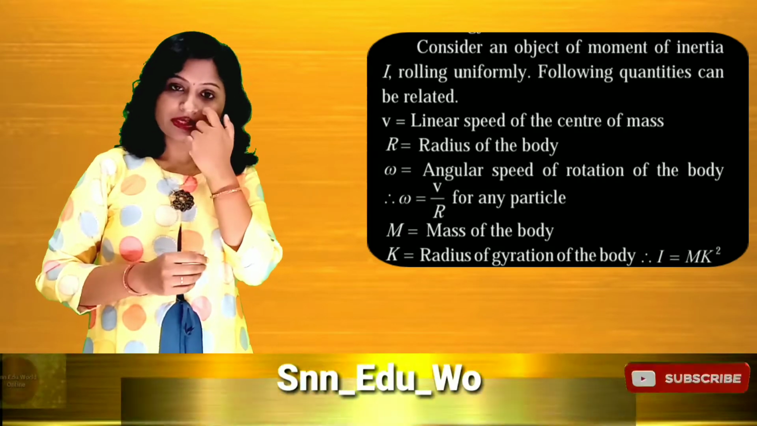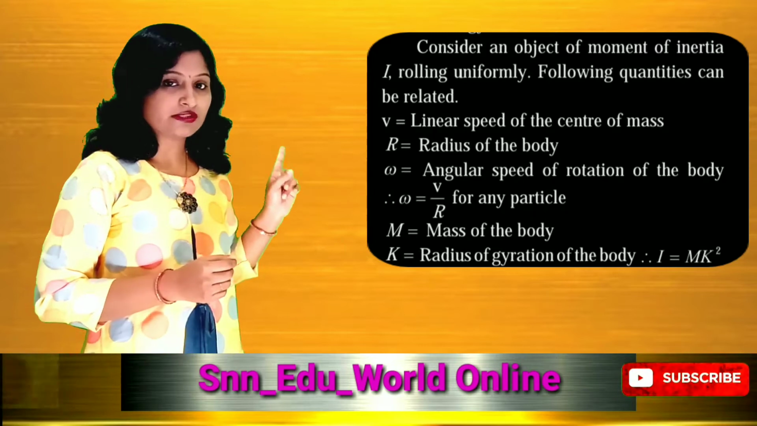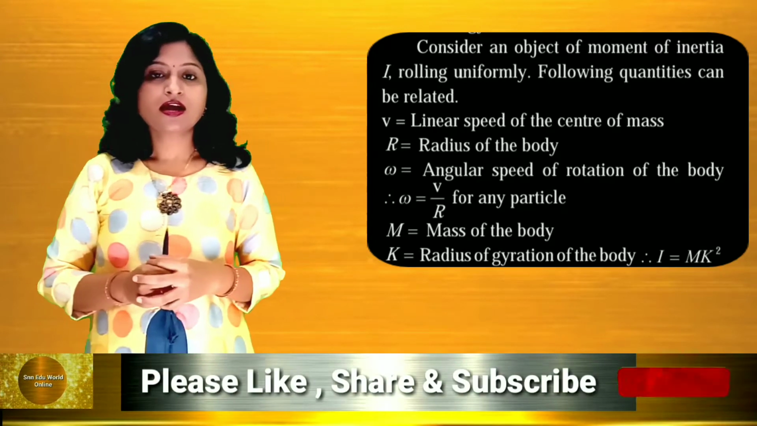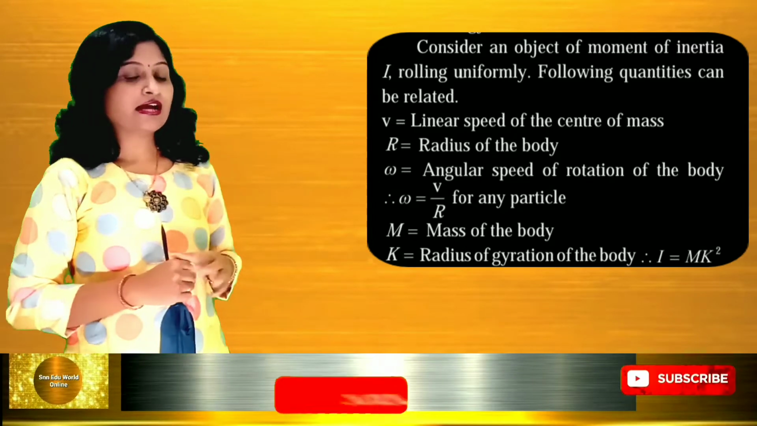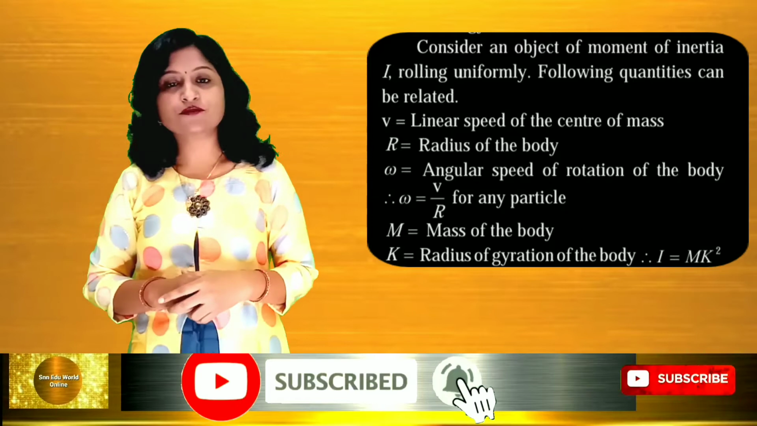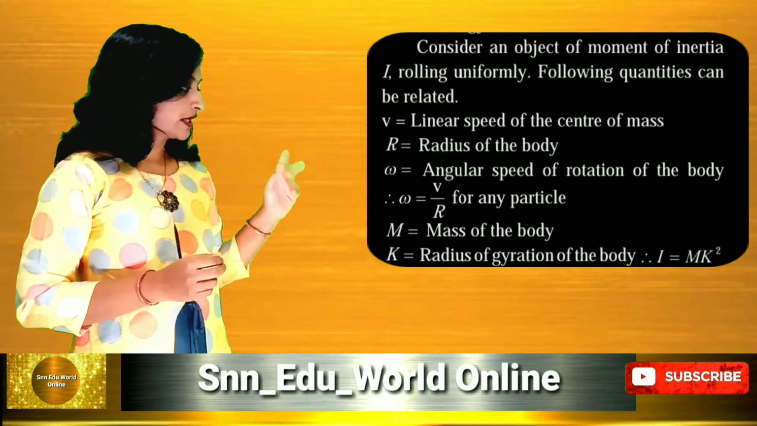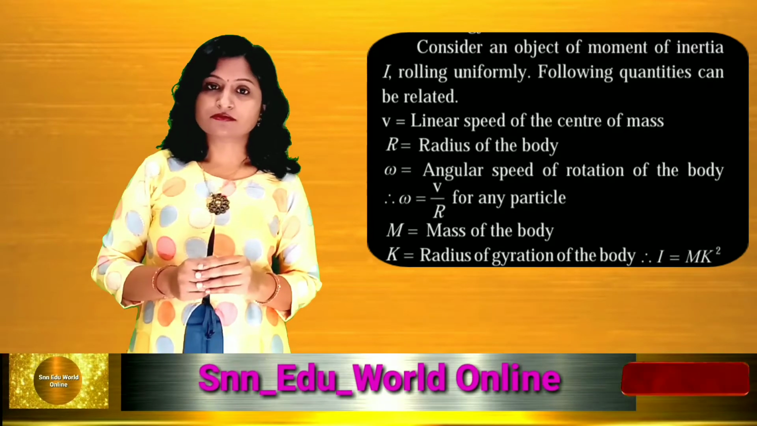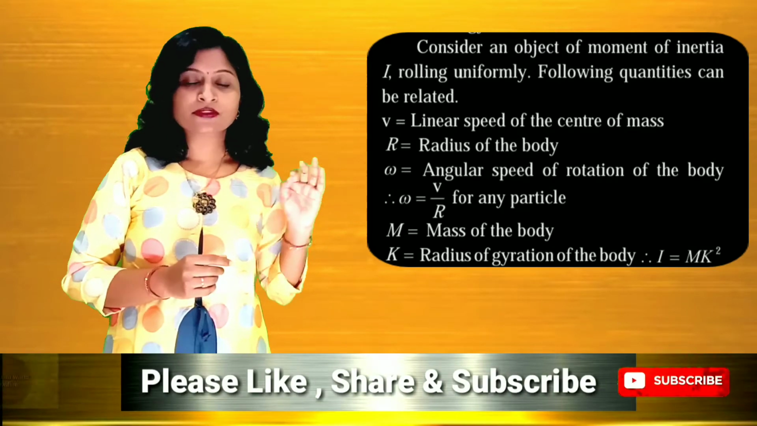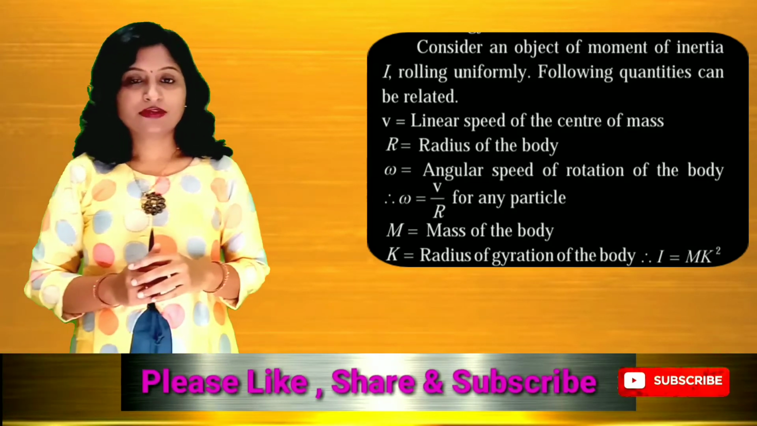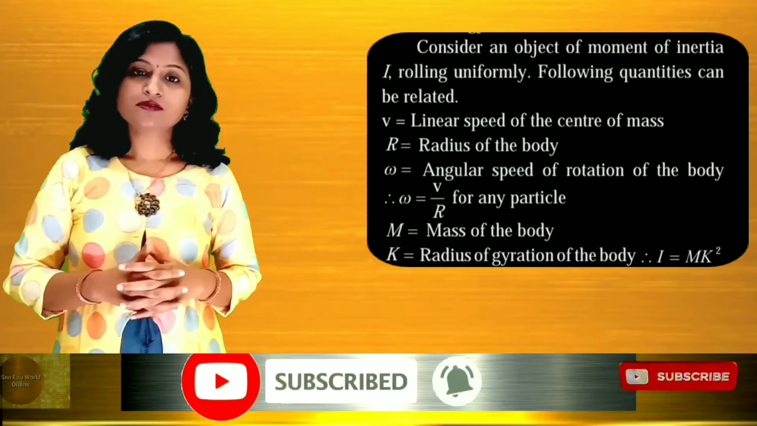The relation we need to use, we have derived here in that format. So we require omega later on. Hence we find here omega is equal to V divided by R. Okay. Capital M is the mass of the body. And the last, capital K, is the radius of gyration. We already discussed what the radius of gyration is. So K represents here the radius of gyration. So depending on this, the moment of inertia in terms of radius of gyration is I equals mk square. Okay, so here it is radius of gyration with the moment of inertia.